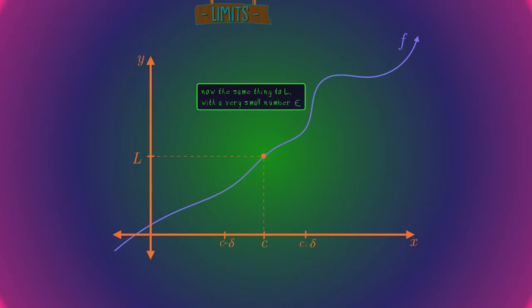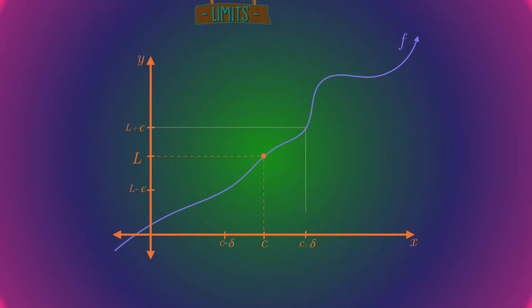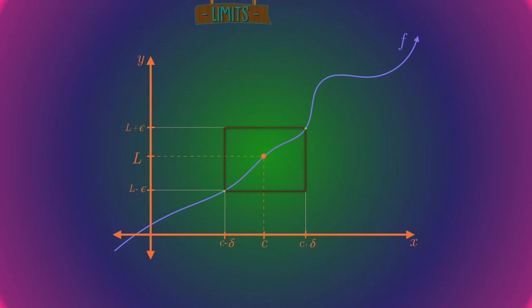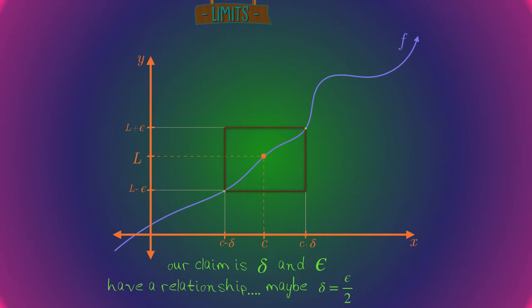Now we're going to do the same thing to L. We're going to add a really small number that we call epsilon to it, and we're going to subtract it. So what we have here is this little box that we can form around c and L, or the point (c, L), we should say. So our claim is that that delta and that epsilon that we added to c and L respectively have some relationship. It might be delta equals epsilon over 2. It might be delta equals 6 epsilon. We don't know what it is, but there is some relationship there.